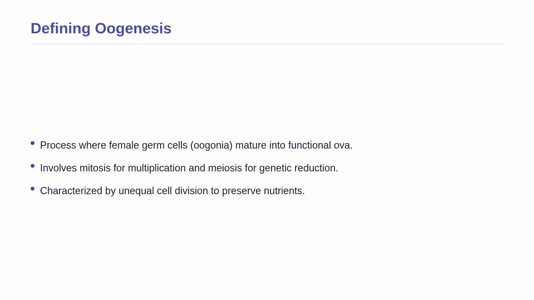Now that we understand the ovary's role as a specialized factory, let us look at the formal definition of what is actually happening inside. Oogenesis is the biological process where female germ cells, known as oogonia, differentiate and mature into fully functional ova, or eggs. This is not a simple division. It involves both mitosis, which multiplies the cells, and meiosis, which halves the genetic material. What makes this truly unique is the unequal cell division. One cell receives almost all the cytoplasm and nutrients to sustain a potential embryo, while the other becomes a tiny, non-functional polar body that eventually degrades.